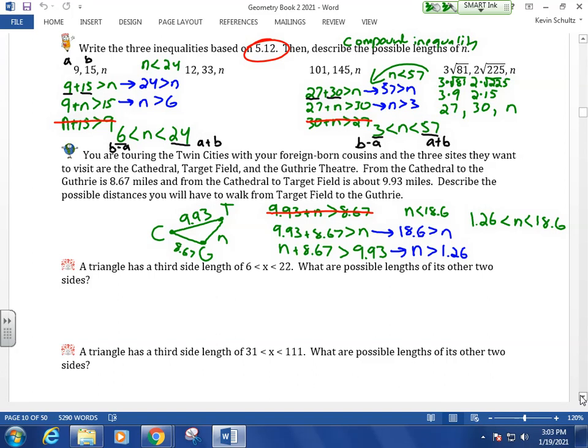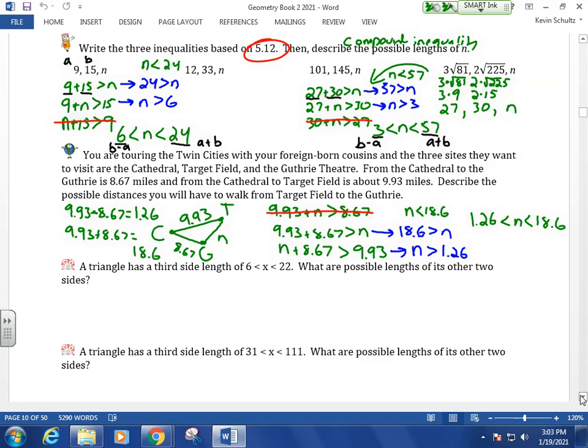Of course, the shortcut here would be to subtract the values to get that 1.26, and then add the values to get the 18.6, okay? And those will give you the ranges. So one way is to write those inequalities out, which is kind of the why this works. What are we doing? We're using the triangle inequality theorem. What actually ends up happening, though, that shortcut is just subtract the values to get the low end, add the values to get the high end.